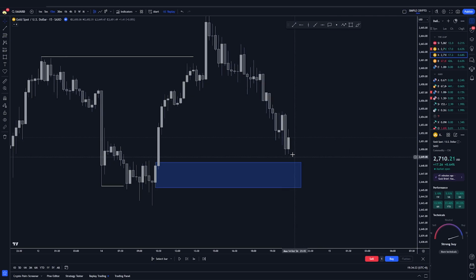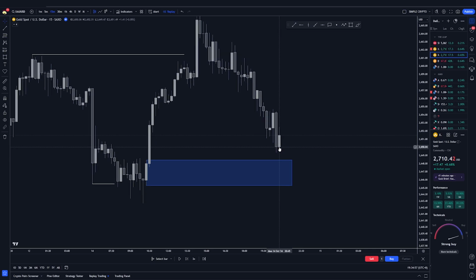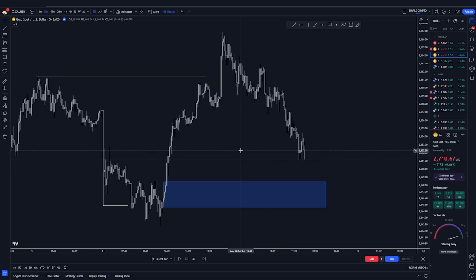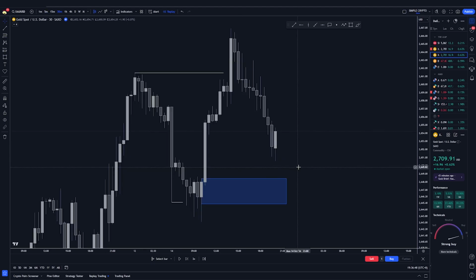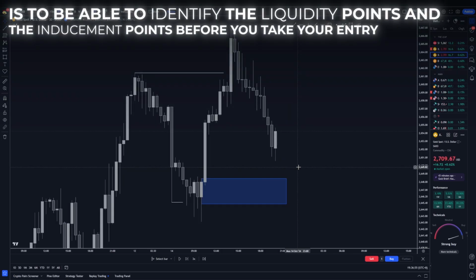So with that out of the way, if we're gonna be looking into our timings over here, you can see that this setup is actually on the start of New York Open. So it's 8:45 New York, right? So it's actually New York Open already. So now we're able to identify the third step. After the third step, the fourth step is to identify the liquidity points and the inducement points before you take your entry.